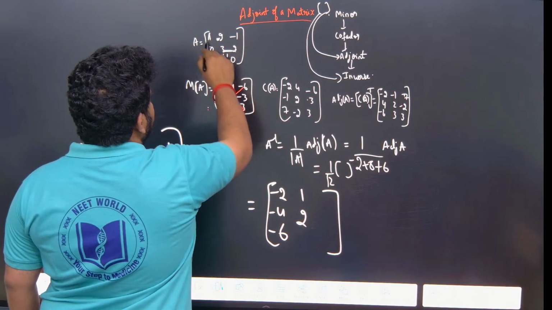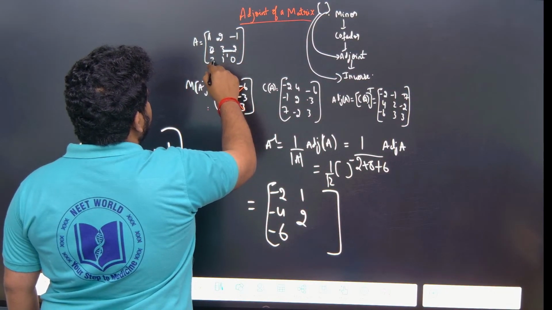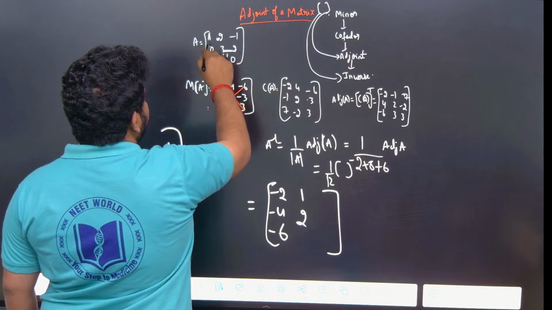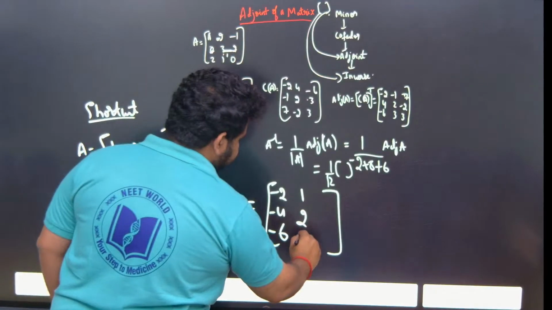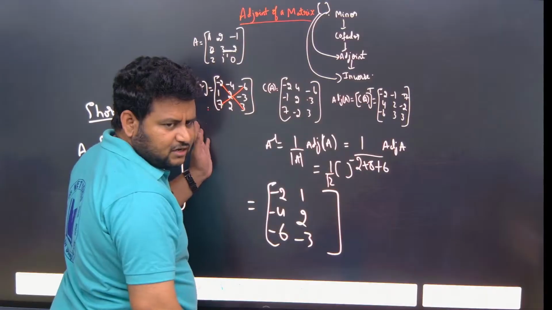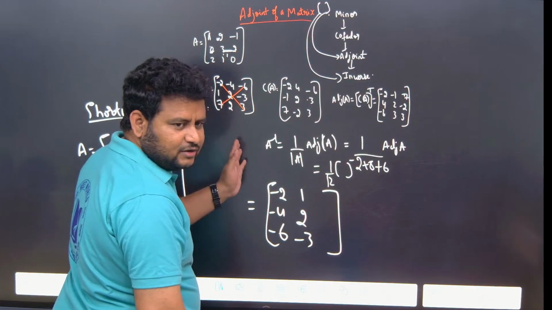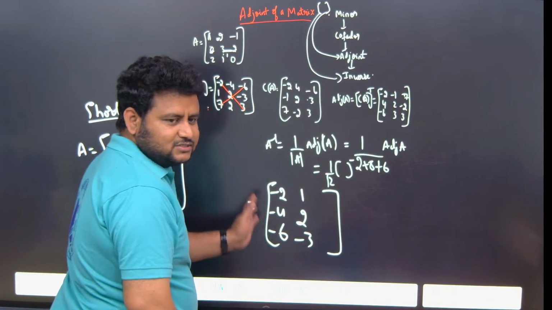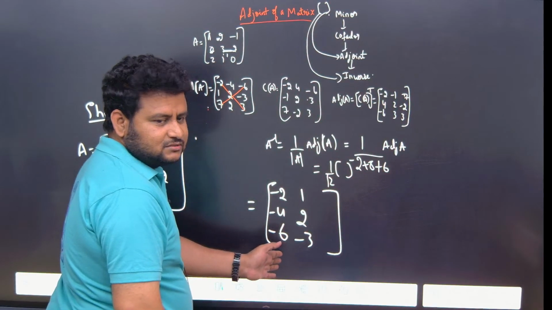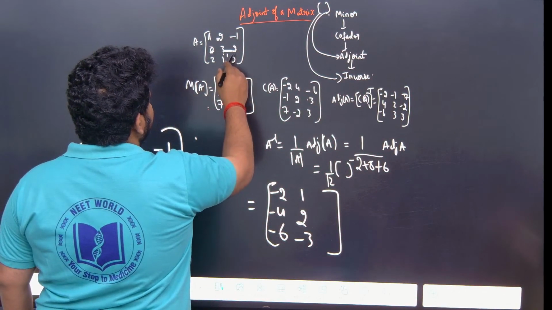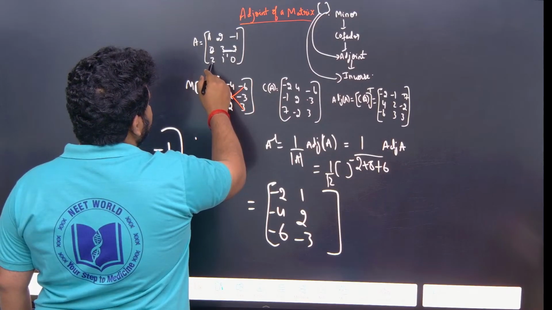If I take this, 1 into 1 is 1. This is what? 2 into 2 is minus 4. Minus 4 plus 1 is minus 3. Whatever you wrote as the minor matrix, same thing you write here column wise. Whatever you wrote row wise, write it column wise. Then this matrix, see here, this element, this one, right? This is done.